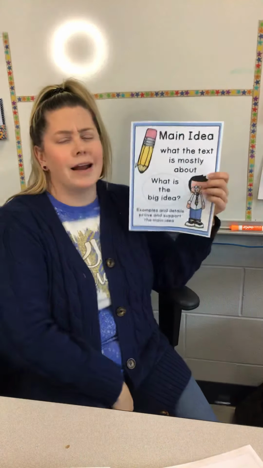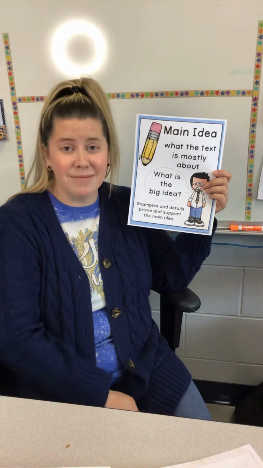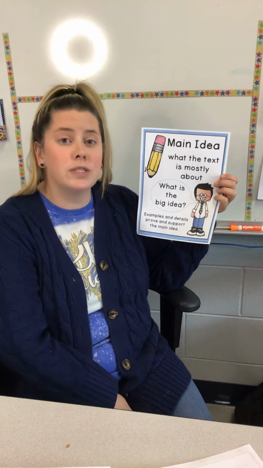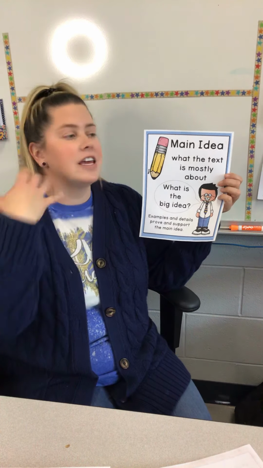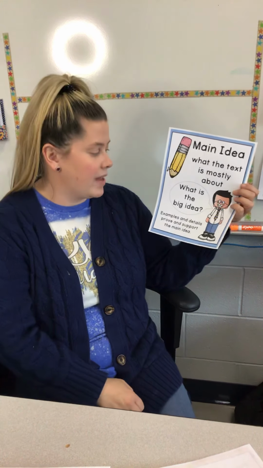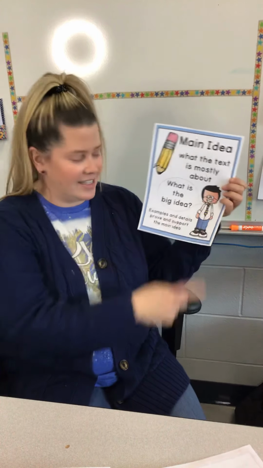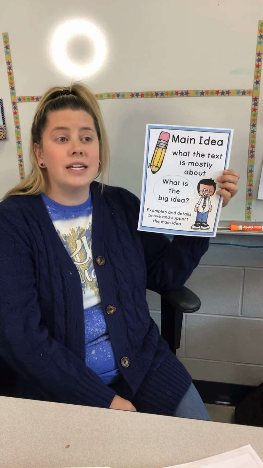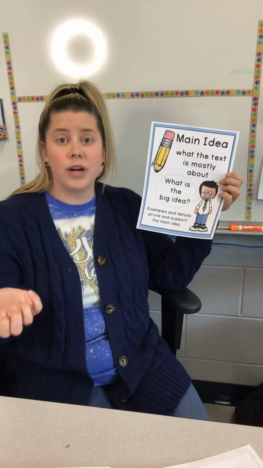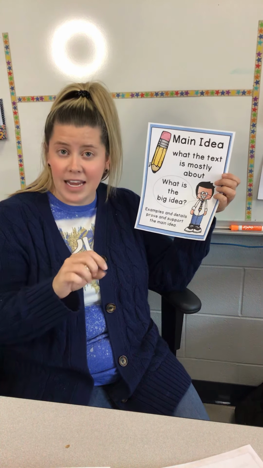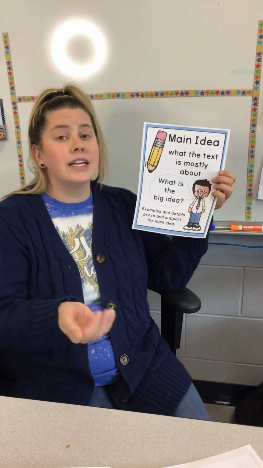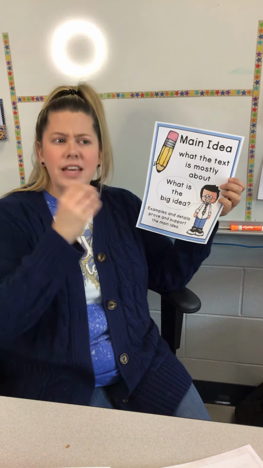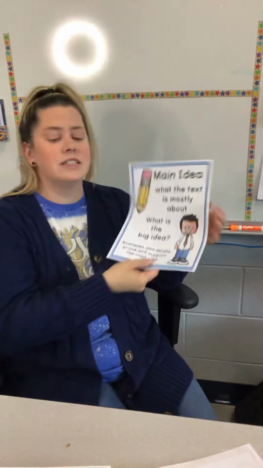We've talked about main idea like a bajillion times this year. Main idea is what the text is mostly about. What is the thing that the author wants you to know? What's the big idea? Whenever we think about the main idea, we decide this is what the story is mostly about. But then we also list details to help us decide, these all point to the fact that this is the main idea.